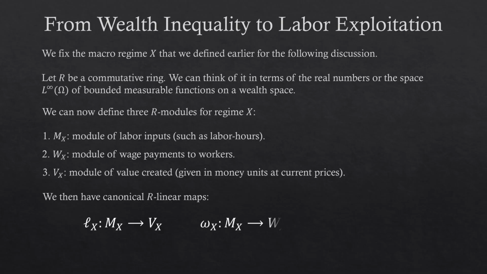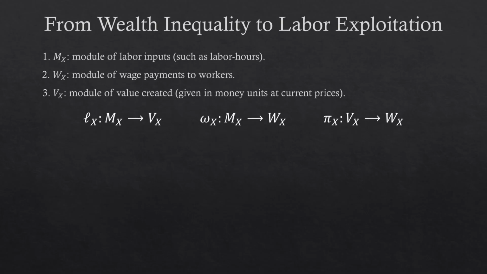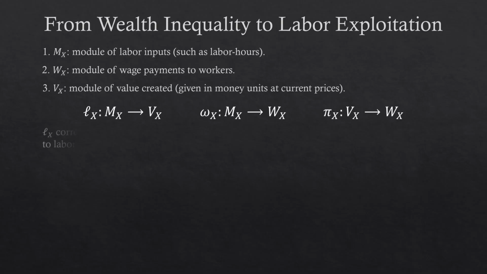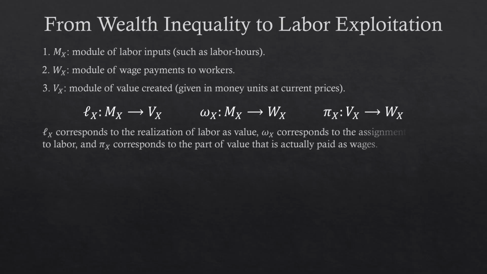Omega sub X maps us from the module of labor inputs into the module of wage payments. And pi sub X maps us from the module of value created into the module of wage payments. L sub X corresponds to the realization of labor's value, omega sub X corresponds to the assignment of wages to labor, and pi sub X corresponds to the part of value that is actually paid as wages.